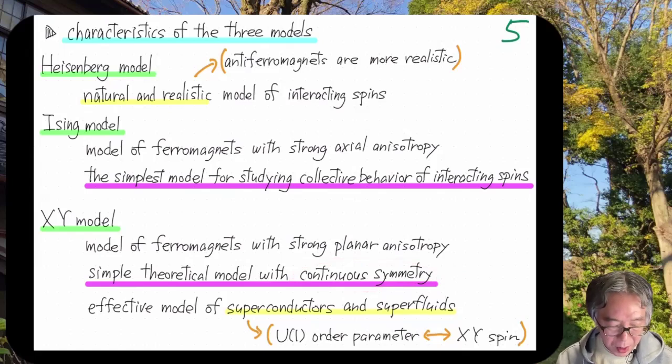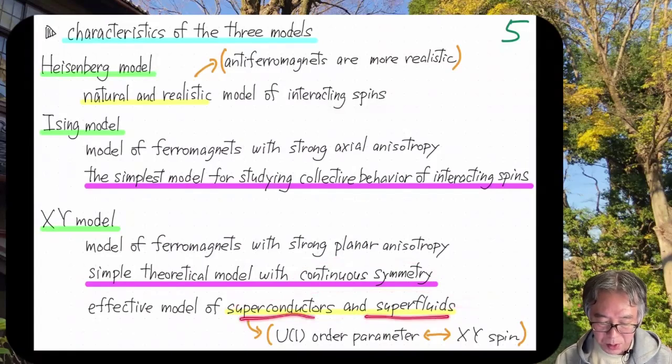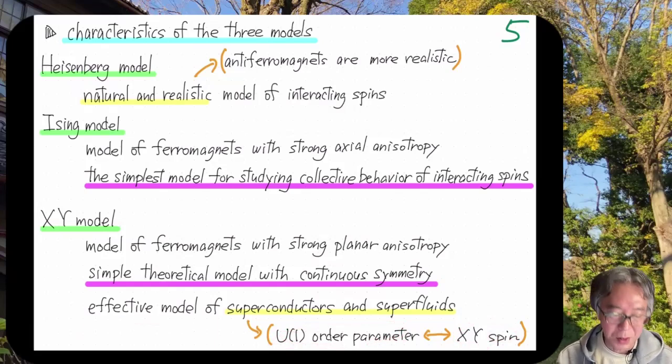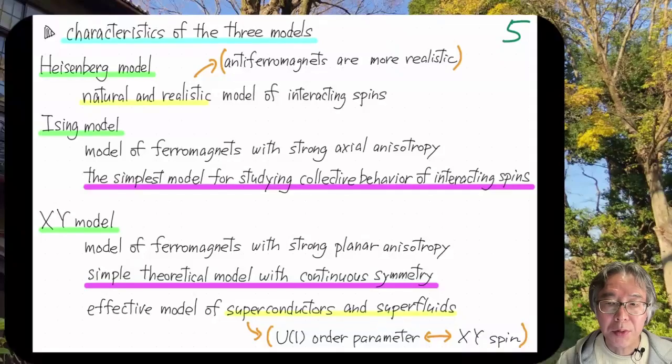Okay, and also I'm not going into detail, but actually it turns out that this XY model is a rather nice effective model of superconductors and superfluids. And of course, these are quantum systems in which the quantum mechanical U(1) phase plays an essential role. And in these systems, this U(1) order parameter plays an essential role. And this is somewhat similar to the XY spin. And this makes the XY model a useful, effective model for these systems. Okay, so this is a side remark, but physically this is an important thing. Okay, this was just a brief remark.